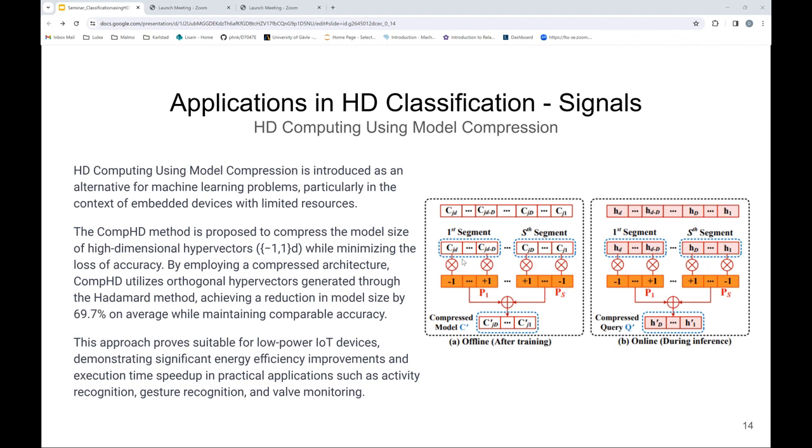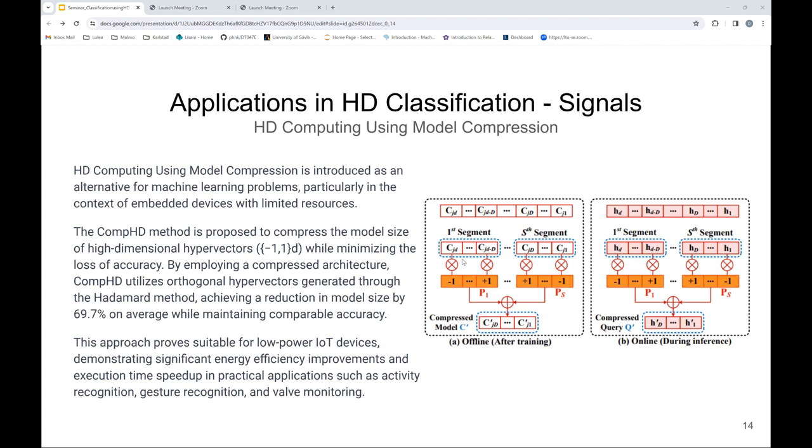By employing a compressed architecture, HD computing utilizes orthogonal hypervectors generated through the Hadamard method, achieving a reduction in model size of approximately 69%, while maintaining high accuracy that is lower than, let's say, the more computationally demanding algorithms, but yet quite comparable.